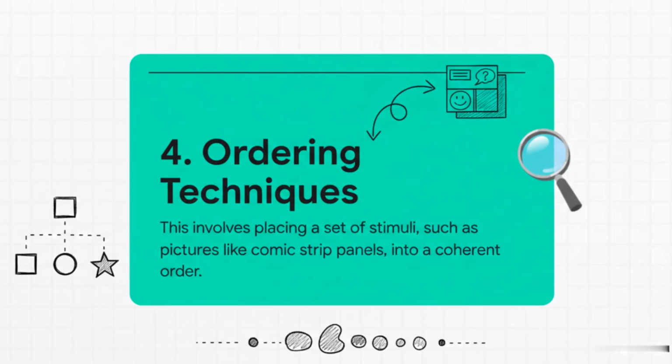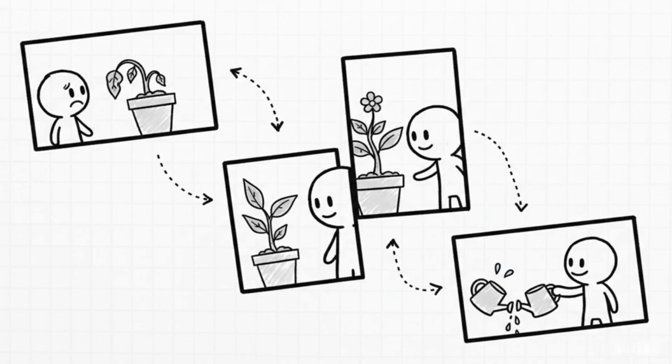Okay, number 4, choice or ordering techniques. Now, this one is a little different. It's less about what you say and more about how you organize things. You're given a bunch of stuff and you have to put it in an order that makes sense to you. A really neat example is when someone gives you a bunch of comic strip panels all mixed up. Your job is to put them in the right order to tell a logical story. The way you decide to sequence those events can tell a psychologist a lot about your thinking and how you understand social situations.